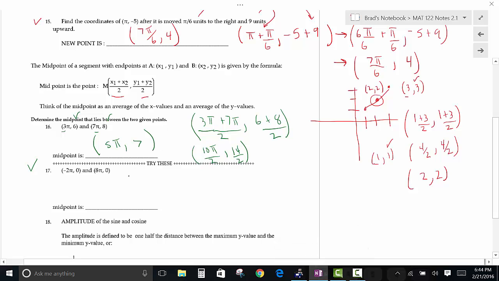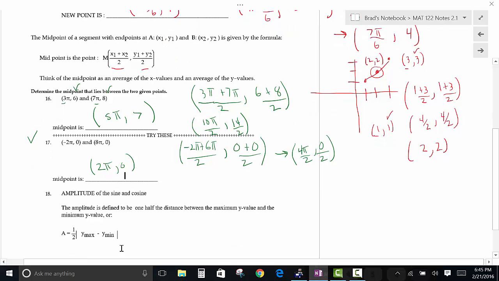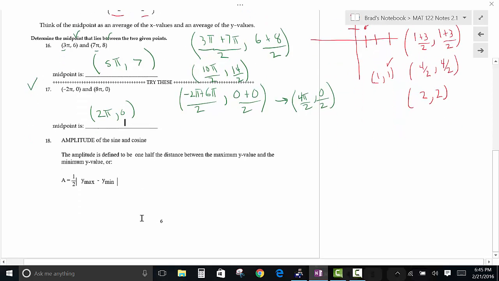So let's see what we got here. Again, we're going to just average the x's. The x's are -2 pi and 6 pi, so add them up and divide by 2. Average the y values, add them up and divide by 2. So what you should have got is 4 pi over 2 and 0 over 2. The answer you should have got was a midpoint of 2 pi, comma 0. And that's it. So you'll be needing to do some midpoints sometimes when you do graphing.